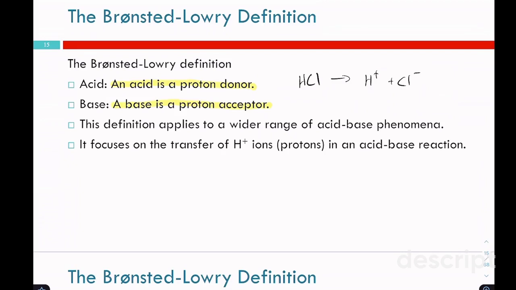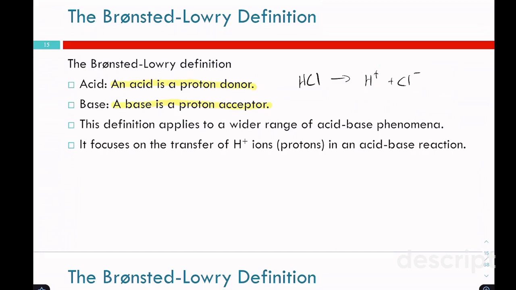If we look at the periodic table, how many electrons does hydrogen have? 1. So if we take away that 1 electron, then it becomes H plus, and it becomes just a proton. That's why we call hydrogen ions protons or H plus interchangeably. It's the same thing. Any H plus is actually a free proton flying around in the solution, which is what makes it so reactive.